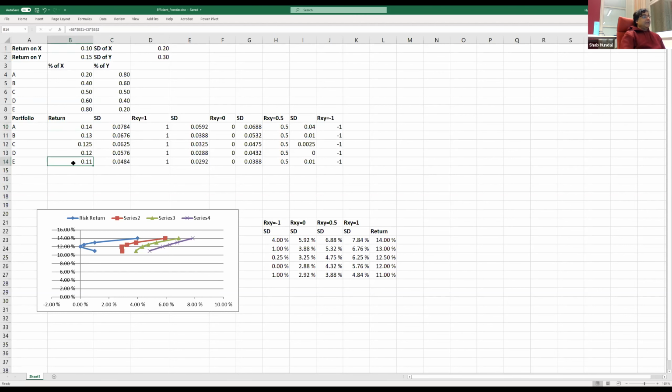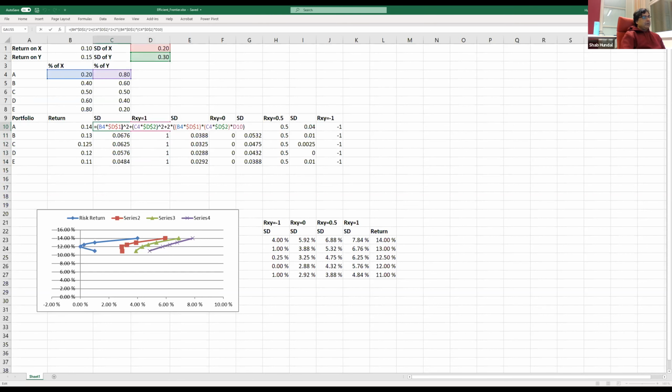But when you have the other extreme, where you have 80% in stock X and 20% in stock Y, so stock Y has a smaller percentage in the portfolio, then the return is low, but at the same time, risk is also less. But here, if you notice, I assume that the correlation coefficient is 1.